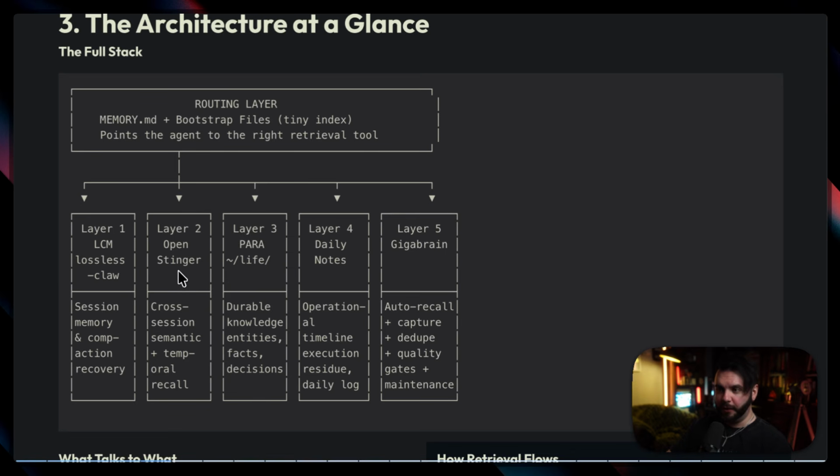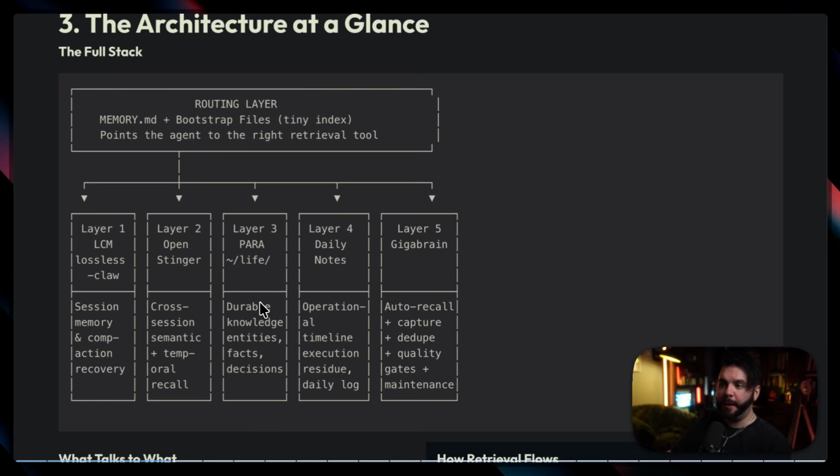OpenStinger is layer two. This is cross-session semantic and temporal recall. This is an actual vector database that is held across all of our sessions. It has every bit of information that we've ever talked about, and it creates durable facts from that information.